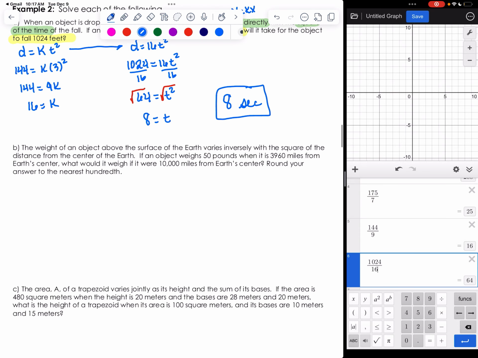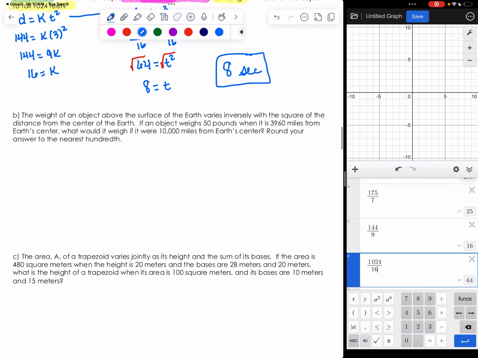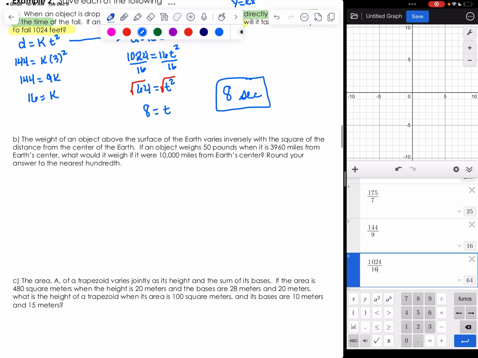Problem B. The weight of an object above the surface of the earth varies inversely, so I'm going to stop right there and put the formula for inverse variation, with the square of the distance from the center of the earth. If an object weighs 50 pounds when it is 3,960 miles from Earth's center, what would it weigh if it were 10,000 miles from Earth's center?